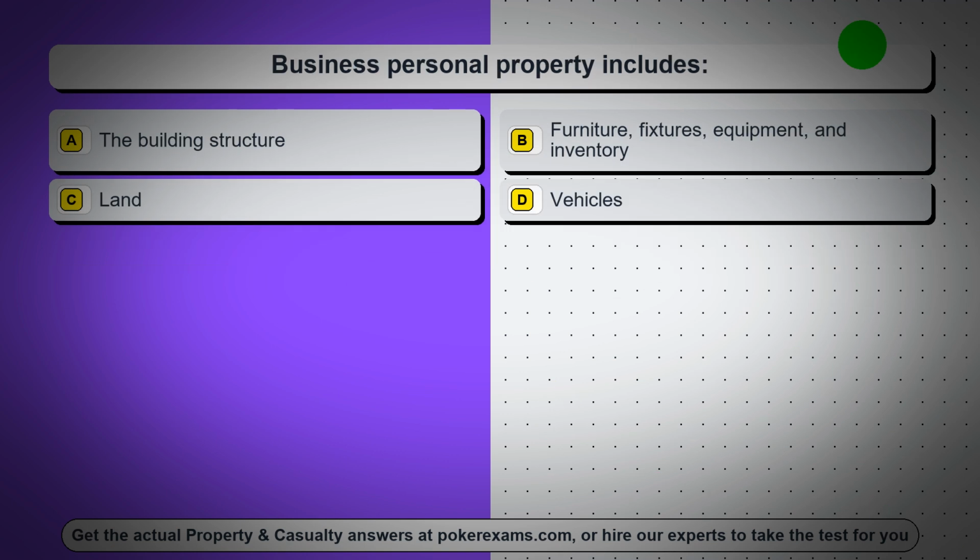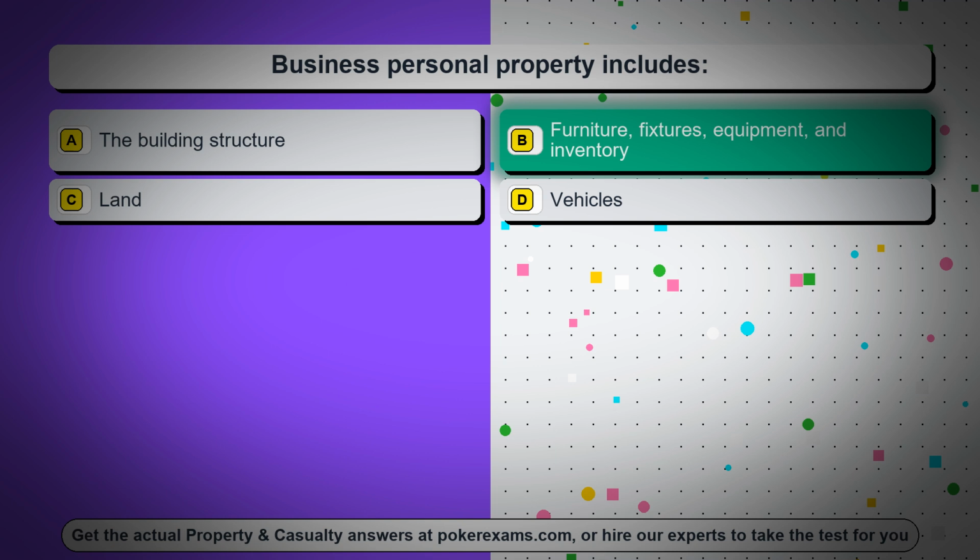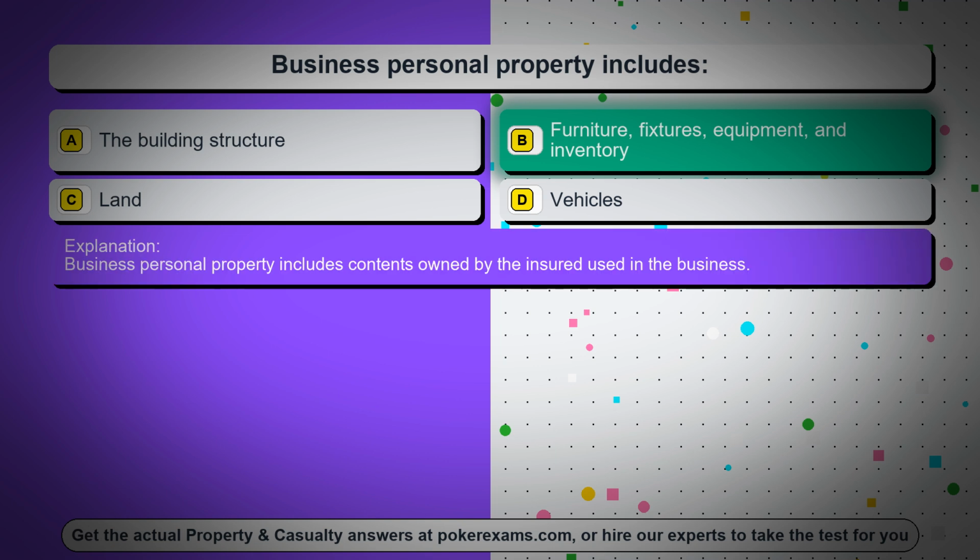Question 19. Business personal property includes: Option A, the building structure. Option B, furniture, fixtures, equipment, and inventory. Option C, land. Option D, vehicles. The correct answer is option B, furniture, fixtures, equipment, and inventory. Business personal property includes contents owned by the insured used in the business.